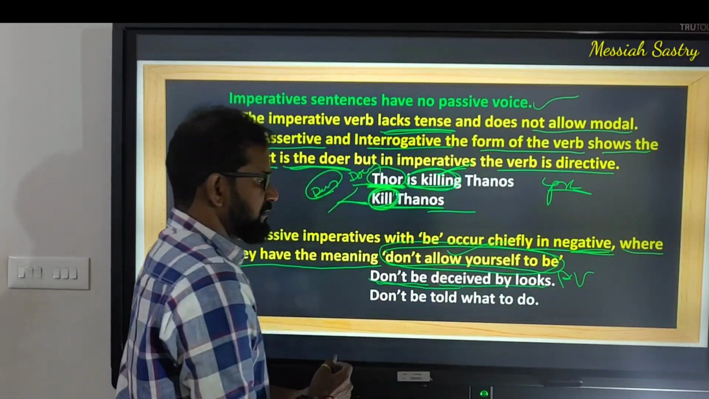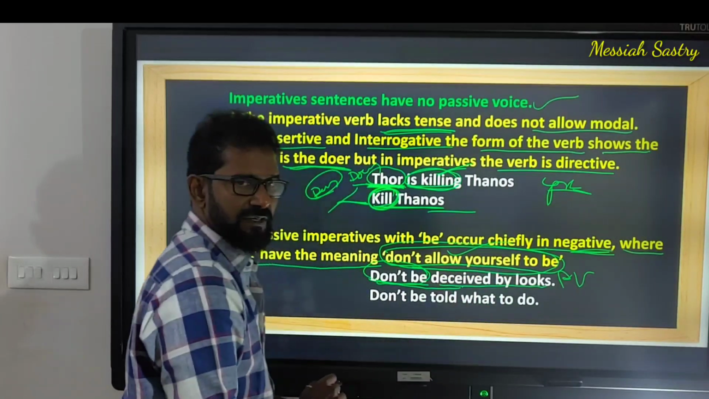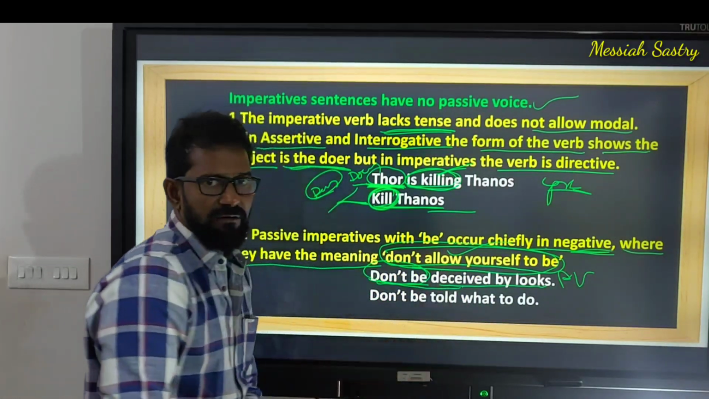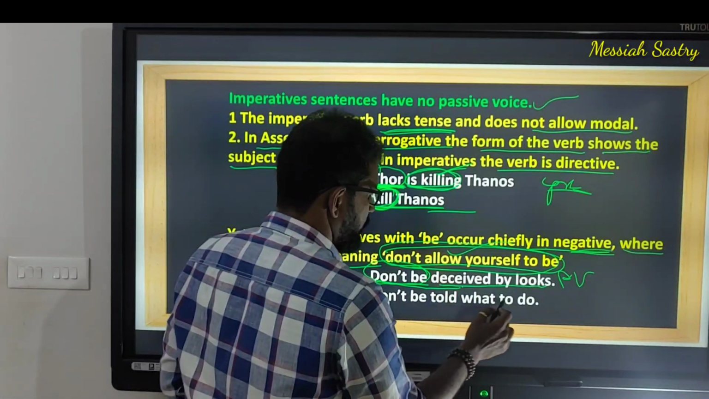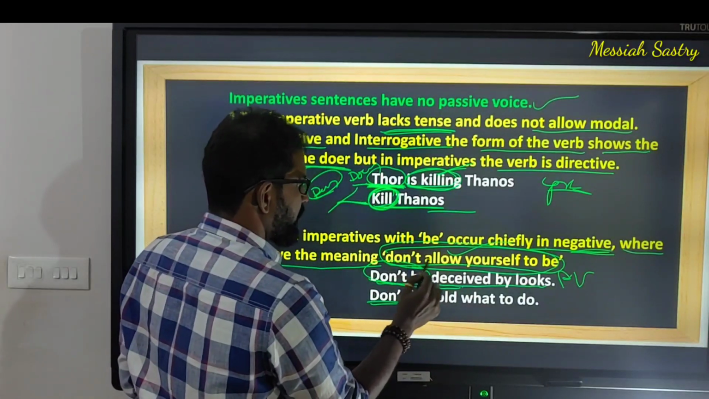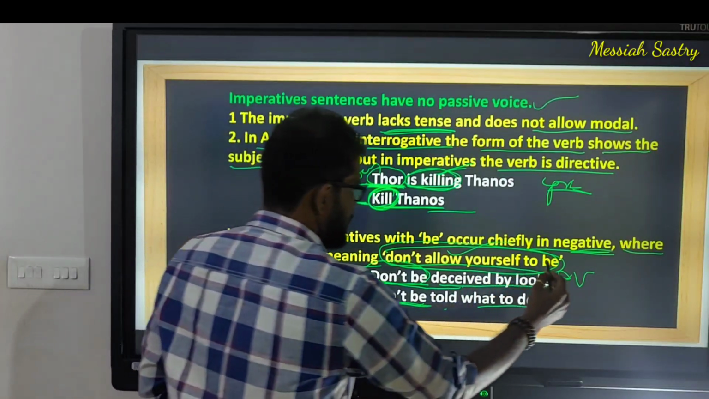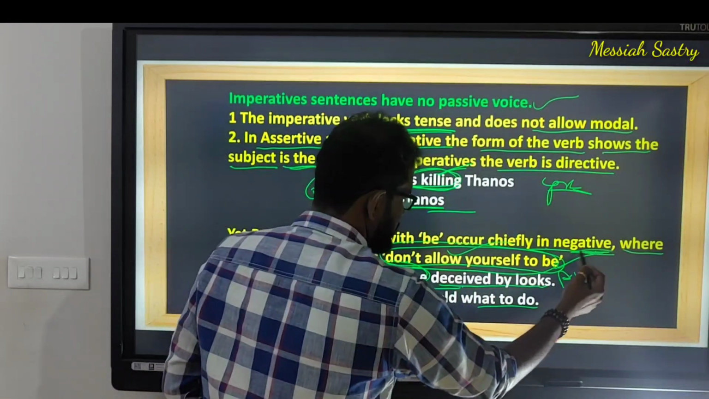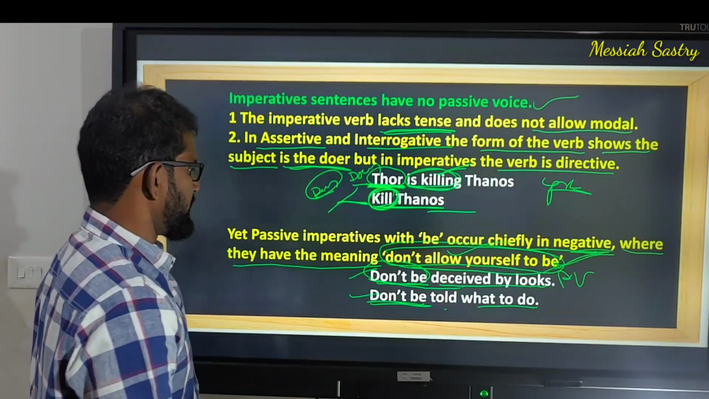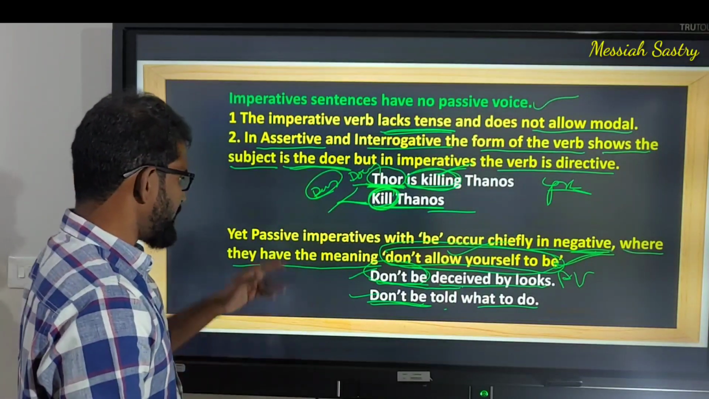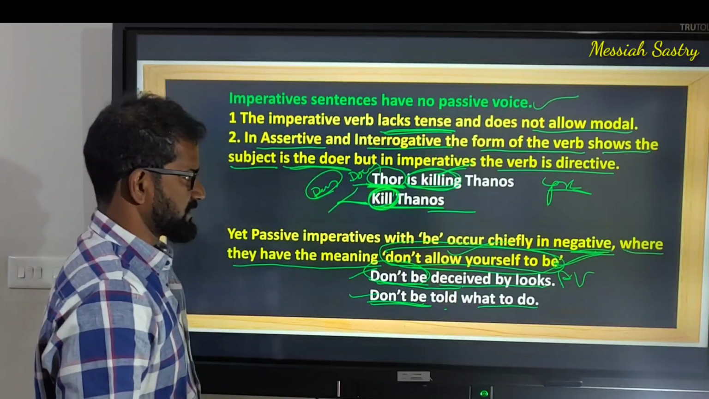When the sentence, don't be, means don't allow yourself, in such a case we have passive voice. Don't be told what to do, which means don't allow yourself to be told what to do. So when you want to express this meaning, then we can use imperatives in passive. So passive imperatives chiefly occur in negative sentences.